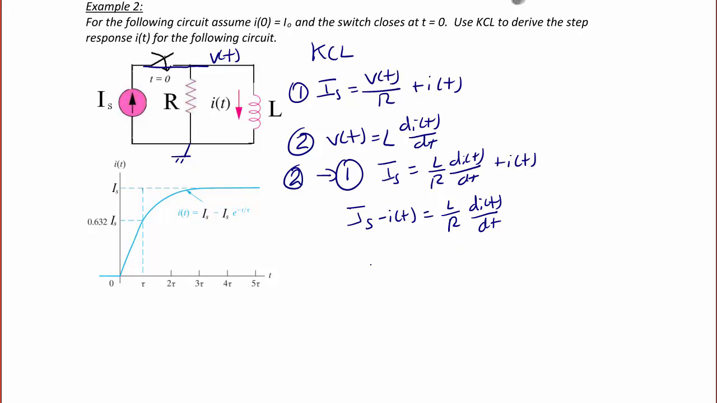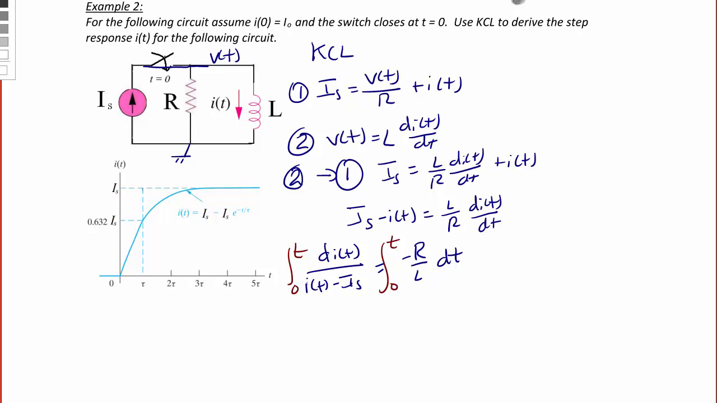We're doing separation of variables again as we did before. So we get dI of t over I of t minus IS equals negative R over L dt. Then, just as we did before, the next thing we do is integrate the left and right side from 0 to t, which equals the natural log of I of t minus IS over I of 0 minus IS, and that equals negative R over L t.